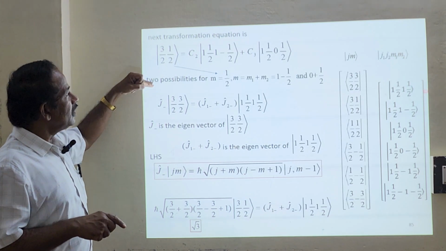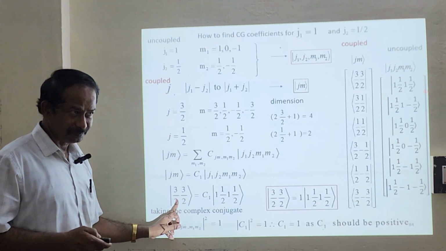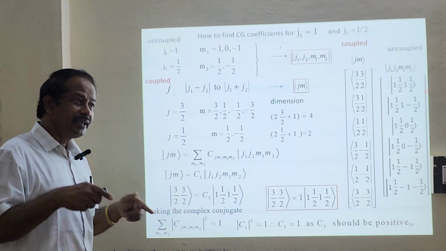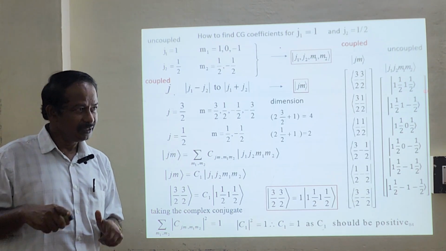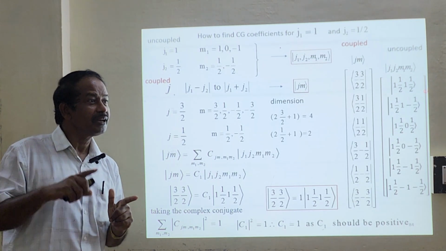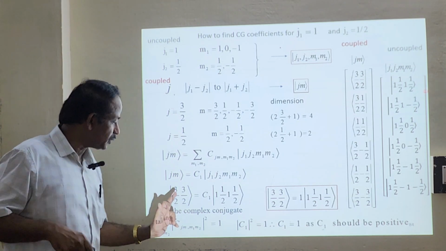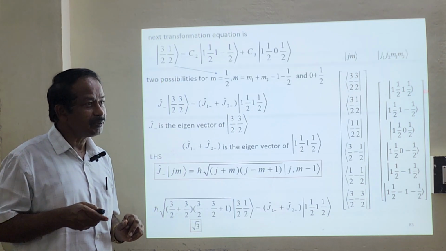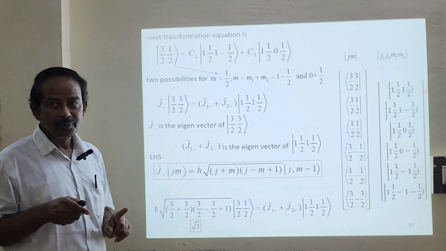Suppose I use a lowering operator, J minus, for 3 by 2. Lowering operator means m becomes m minus 1. For the raising operator, m becomes m plus 1. So for the lowering operator, m becomes m minus 1. So 3 by 2 minus 1 will give me 1 by 2.